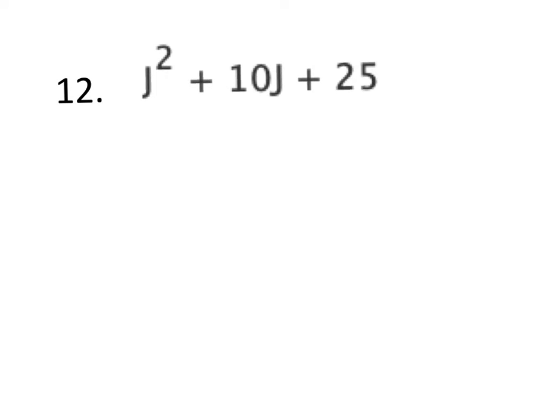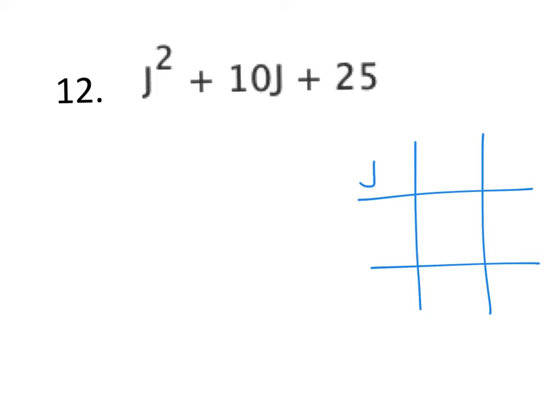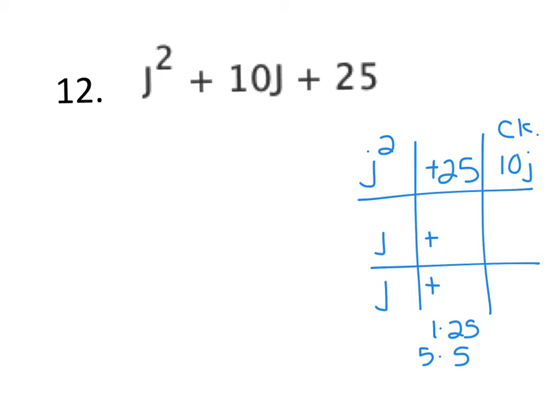12 is a trinomial. I first look for a GCF, and only one can factor out. So I'm going to go to my tic-tac-toe method. Across the top of the board, put your first, then your last term, and the middle term is your checking term. J times j is the only way I'm going to get j squared. The fact that it's positive 25 tells me that the signs are the same. My factors of 25 are 1 and 25 or 5 and 5.